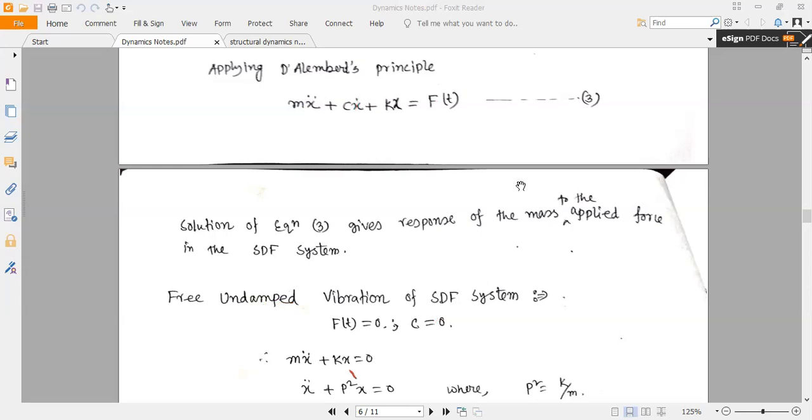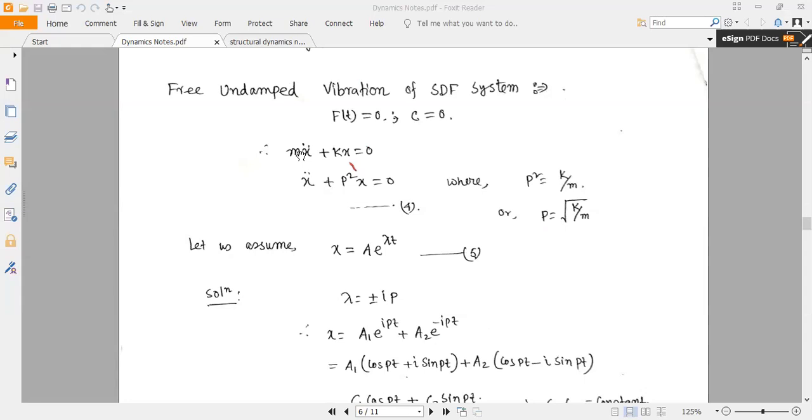Here you see, if you divide this equation by m, in the first term it will be x double dot plus k by m into x is equal to zero. Now k by m is denoted by p square. K by m is equal to p square. Have you understood this equation? Yes, sir. So everyone understood, no? So x double dot plus p square x is equal to zero, where p square is equal to k by m. So p is equal to root under k by m.